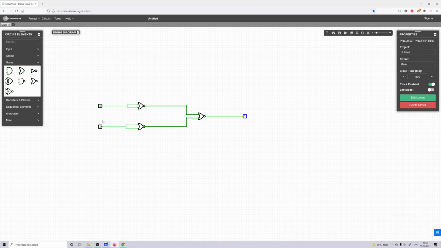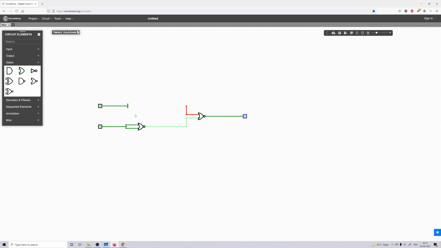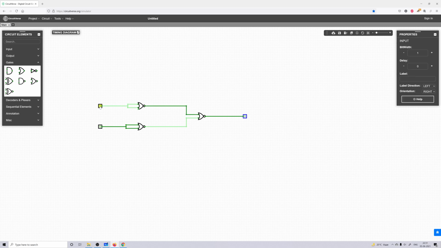Okay, let's check the circuit. When both inputs are 0, output is 0. When first input is 1, output is still 0. When second input is 1, output is still 0. When both inputs are 1, output is 1. So we have got the AND gate.